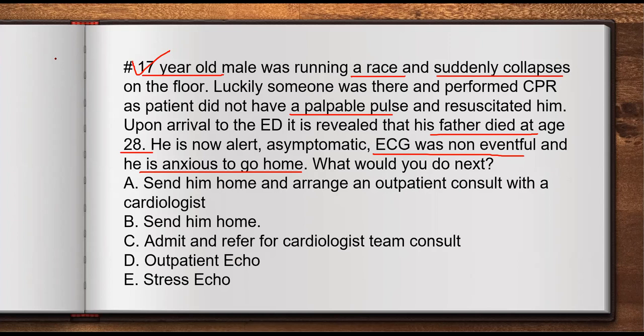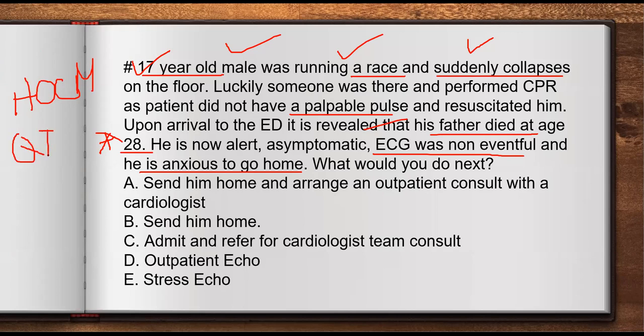Age is important, and whether it's a male or female is important. Then what exactly he was doing? He was running a race, and what happened during the race? He suddenly collapsed. Collapse means syncope. And you also see that he has a history that his father died at an early age. So early cardiac death in the family is a very important clue for mainly two conditions. One, it could be HOCM, right? Or sometimes it can happen in prolonged QT syndrome, which is congenital long QT syndrome. These two are the mainly important conditions for a history of sudden cardiac death in the family.